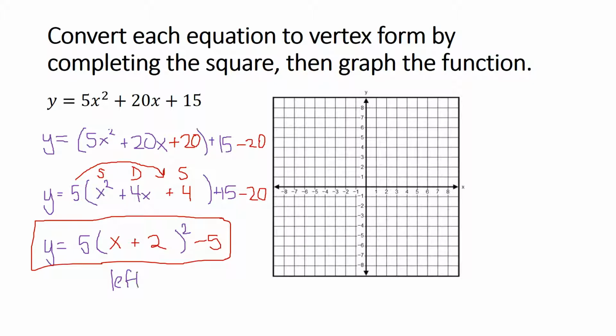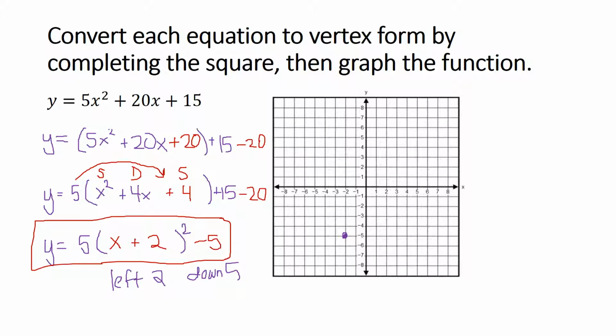All right, now let's practice graphing this. X plus 2 is going to shift the vertex to the left 2. And the minus 5 is going to shift your graph down 5. So if I go left 2 and down 5, that puts me here.